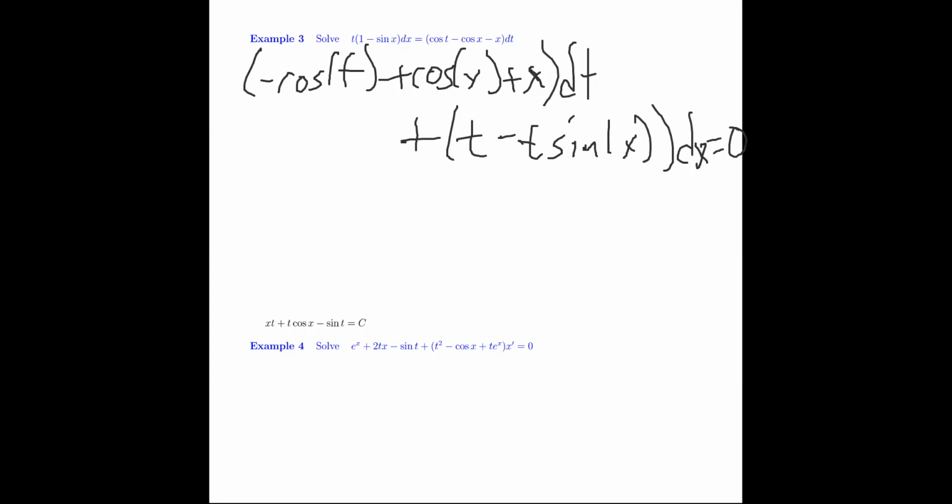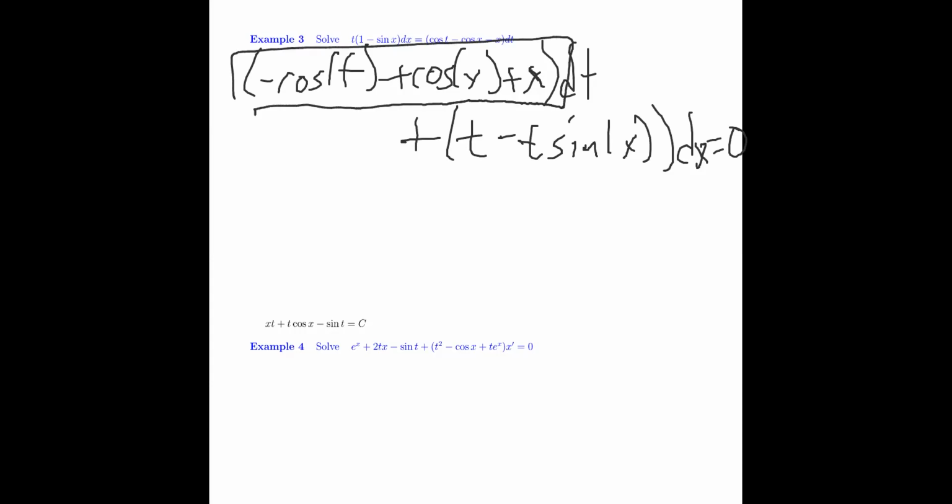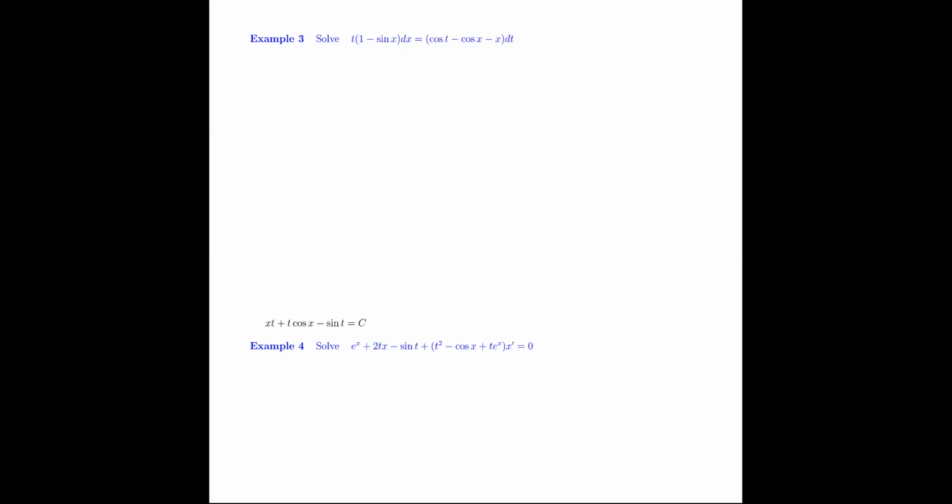So this tells us M is negative cosine of t plus cosine of x plus x, and N is t minus t sine of x. So let's integrate M with respect to t.